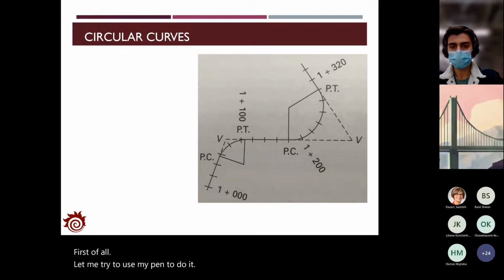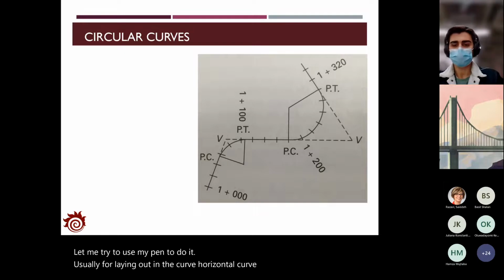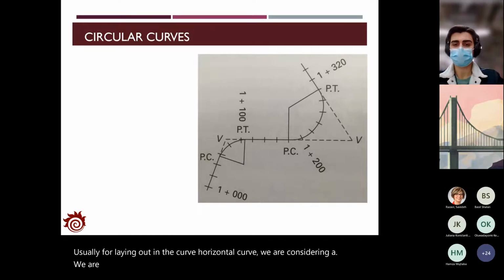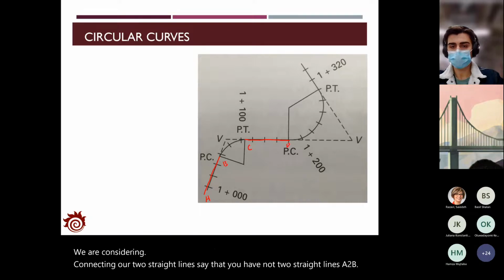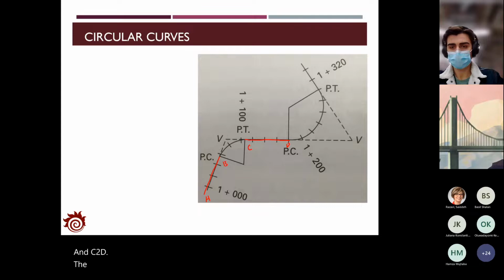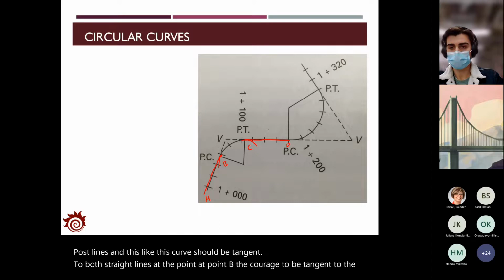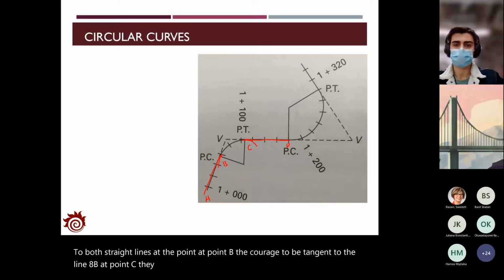Usually for laying out a horizontal curve, we are considering connecting two straight lines. Say that you have two straight lines, A to B and C to D. They are along different directions, and you want to find a curve to connect both lines. And this curve should be tangent to both straight lines. At the point B, the curve should be tangent to the line A to B. At the point C, the curve should be tangent to the line C to D.